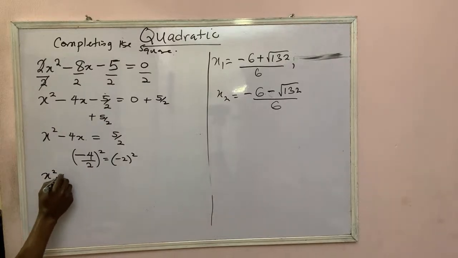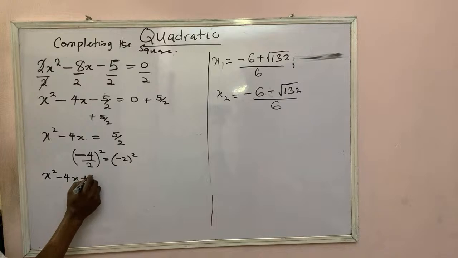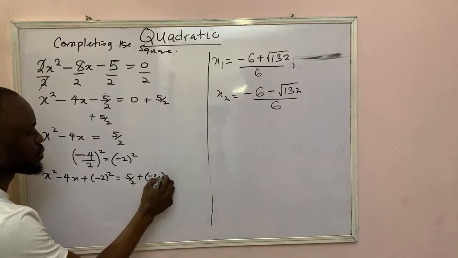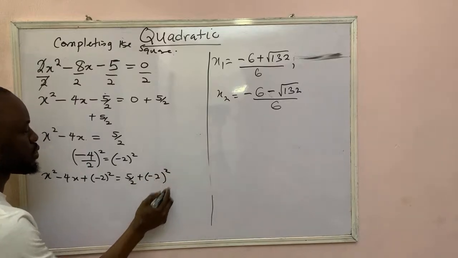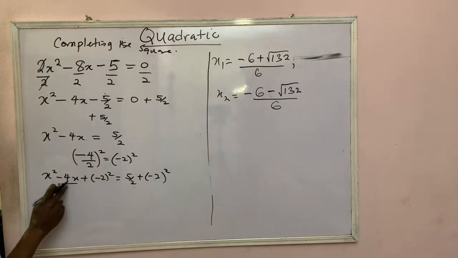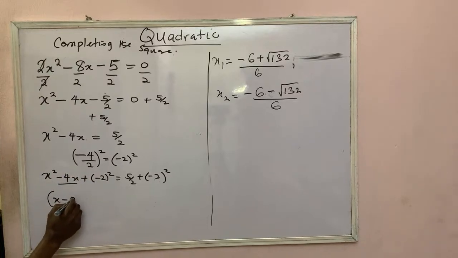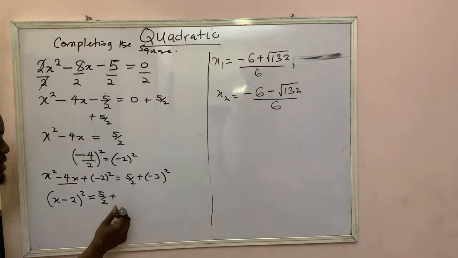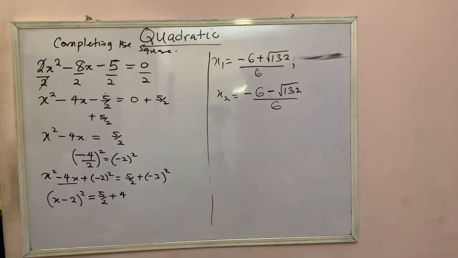So I have x squared minus 4x plus minus 2 all squared equals 5 half plus minus 2 all squared. Minus 2 all squared, all right? Now the next thing is that we are going to tie up this left side because we actually got this from this. So we'll bring x minus 2 all squared, and then equal to 5/2 plus, minus 2 squared is 4. All right, so this is 4.